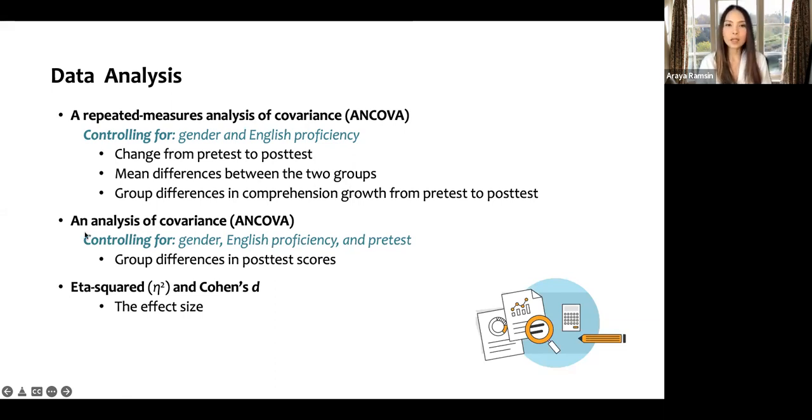After that, another analysis of covariance, or ANCOVA, was carried out in order to measure group differences in post-test scores, and this time controlling for gender, English proficiency, and pre-test. And here, eta squared and confidence intervals were used to compute the effect size, because like I told you, p-values don't tell you the effect size. You have to compute the effect size if you want to know that.